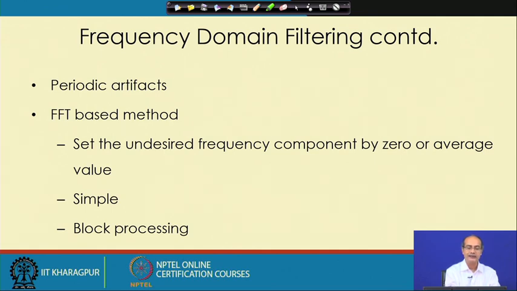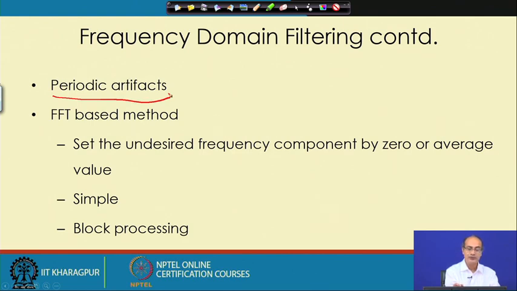The first thing is that frequency domain filters are primarily sensitive or effective for periodic artifacts. What could be an example of a periodic artifact? The first thing which comes to my mind is the power frequency noise, which is completely periodic in nature, and those kinds of artifacts can be removed very effectively by a frequency domain filter.